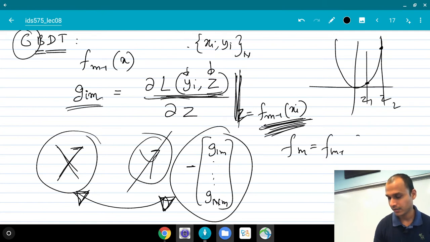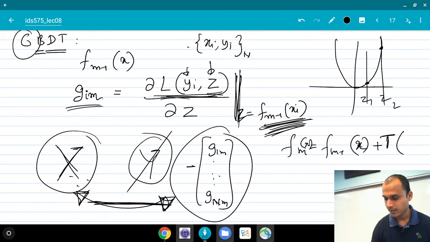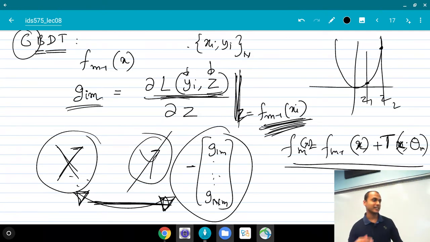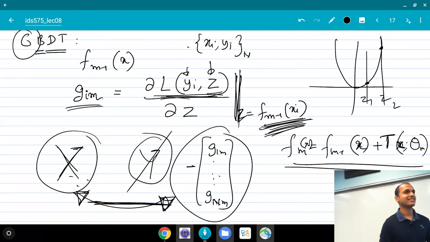So f_m at x is going to be f_{m-1} at x, a model like this, plus the tree that I constructed when I regressed x with g. The tree will have some parameter, let's call it theta_m at x. That's it. That's my forward stagewise, sorry, not forward stagewise, gradient boosted decision tree.